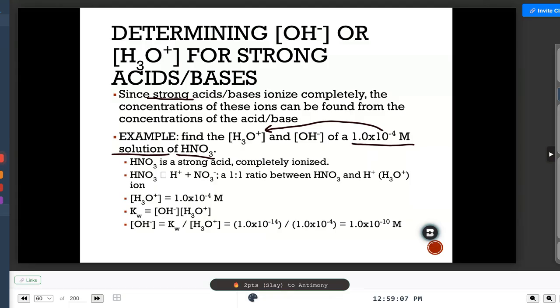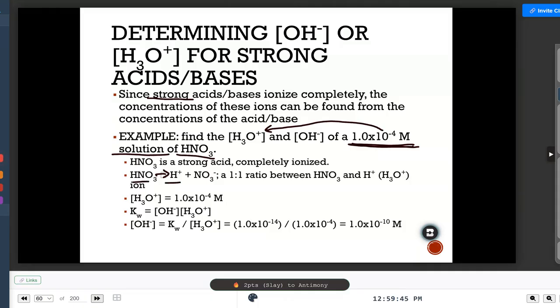And why that's helpful to us is because on a test, sometimes they're going to give you the concentration of the solution of the acid, not the concentration of the hydronium ions. But you can just say, oh, well, since it's a strong base, or since it's a strong acid, you know that the concentration of the hydronium or hydroxide ions are going to be equal. And the reason again for that is, remember, if we have the dissociation of a strong acid, it completely dissociates. It's a 1-to-1 ratio. For every one of those HNO3s, you have an H, right? It's a 1-to-1 ratio there.